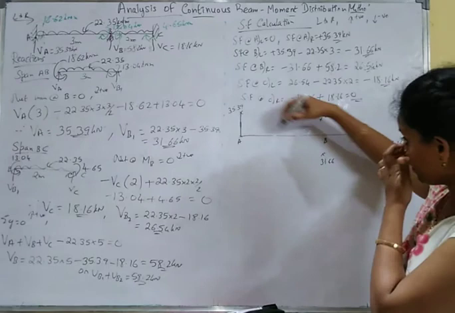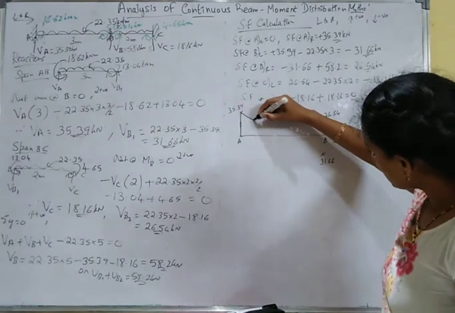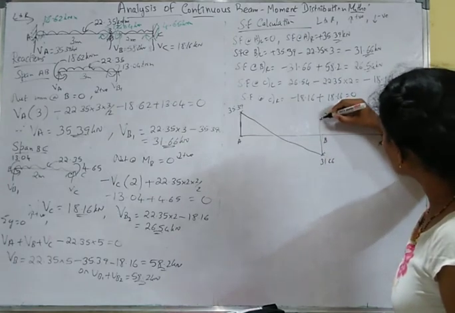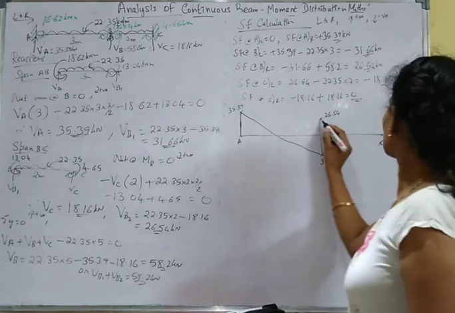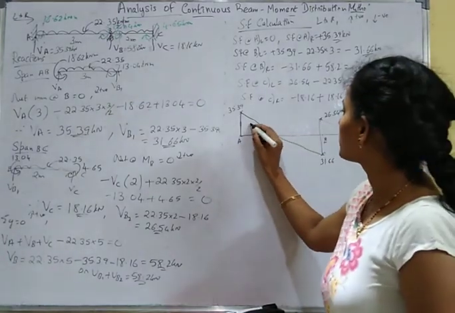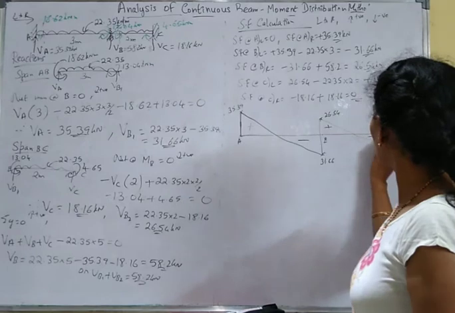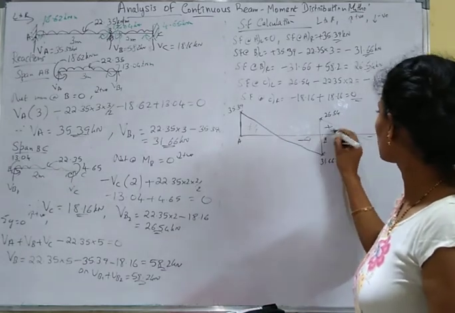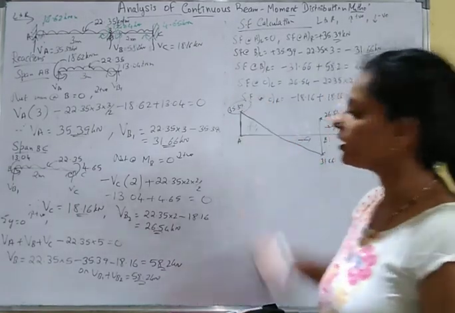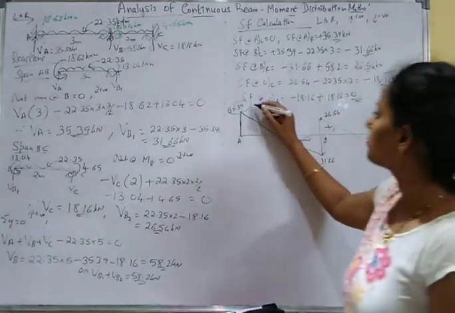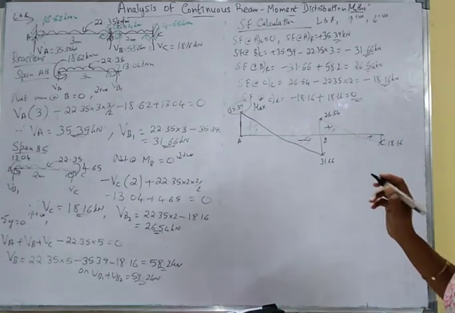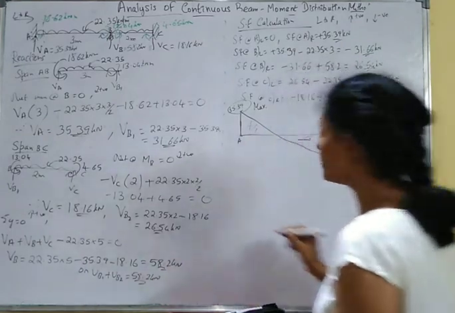It is UDL, so it will be a slanting variation for shear force like this. Draw into this. So you have your plus, minus, okay. This is your SFD. Maximum SFD is 35.39. Okay, max at the support. Next we will see how to draw the BMD.